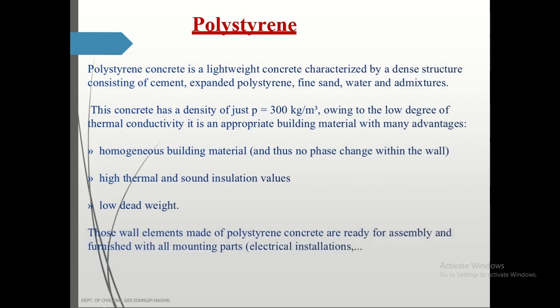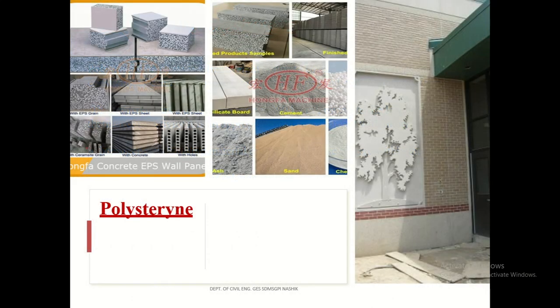So those wall elements made of polystyrene concrete are ready for assembly and furnished with all mounting parts like electrical installation. Means polystyrene concrete is used for wall panels, particularly insulated wall panels in commercial or expensive buildings. You can see that in our next image.